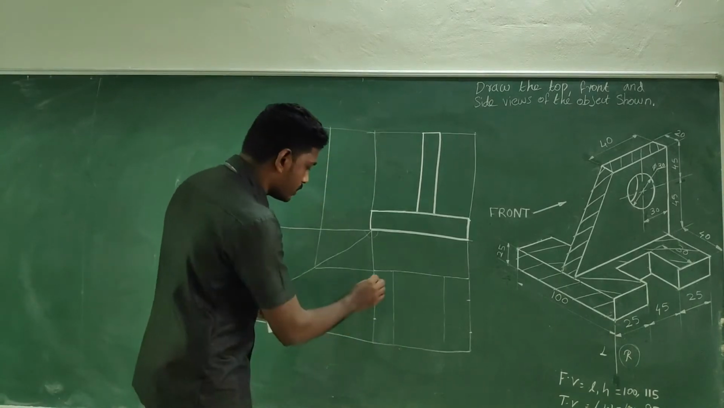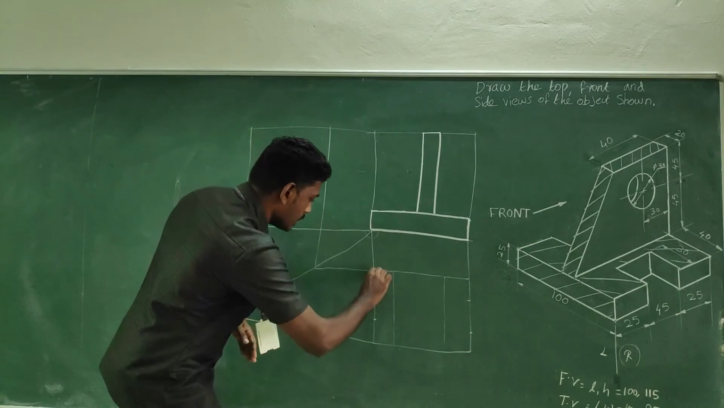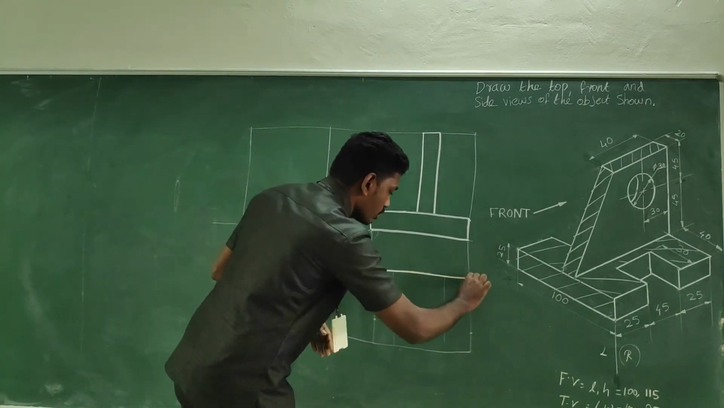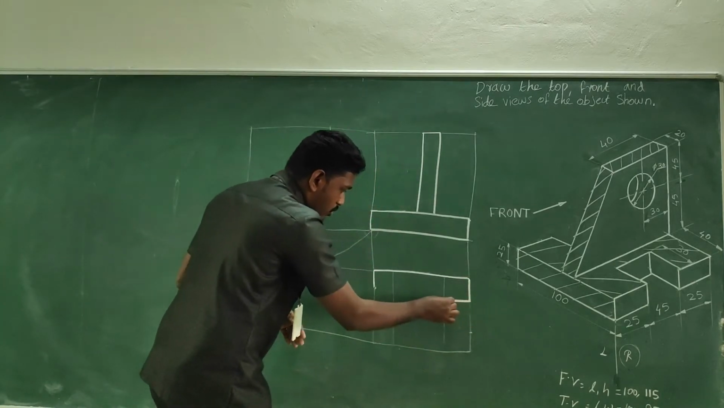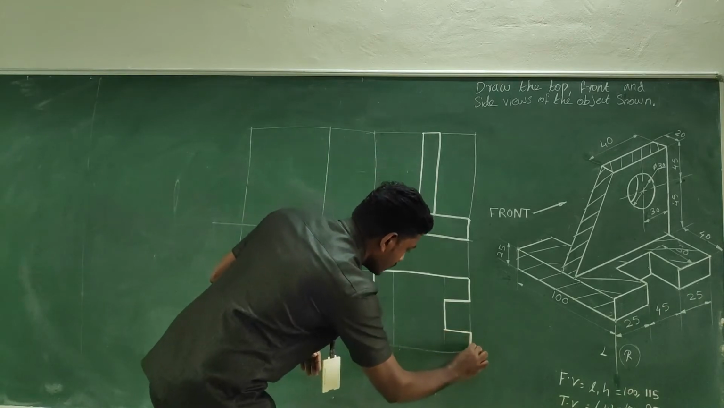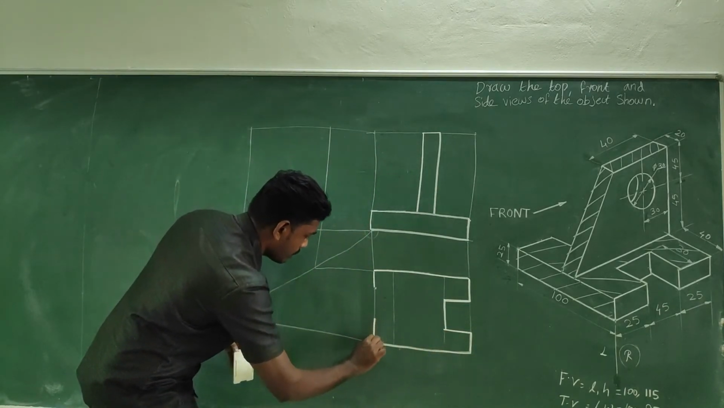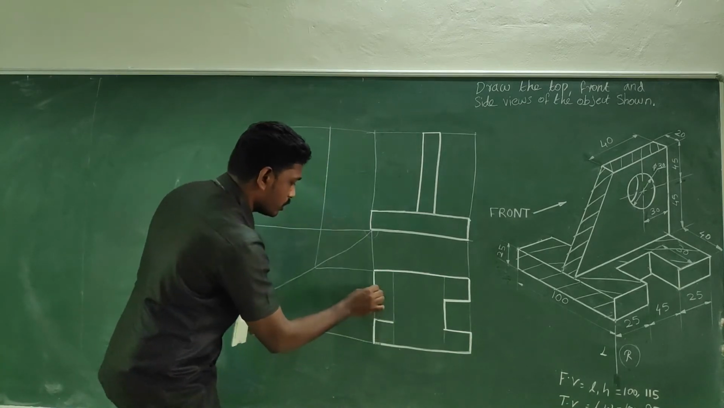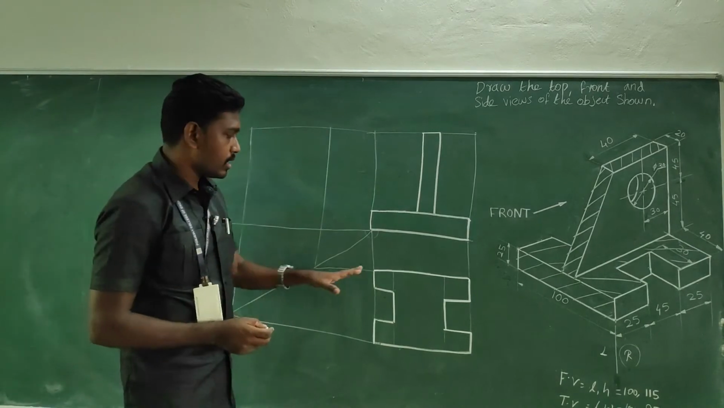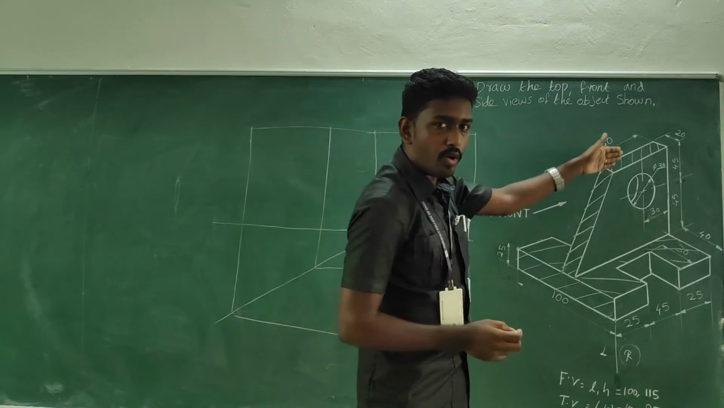So now we can do it. We are drawing the base of the object. These edges are visible when you look from the top. So we can do it like this. Just draw the horizontal line joining the points, and we will get the exact shape of the base from the top view. Okay, so that is completed, but the remaining thing is the vertical wall, right?